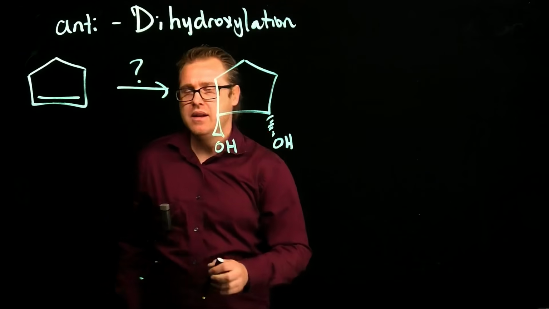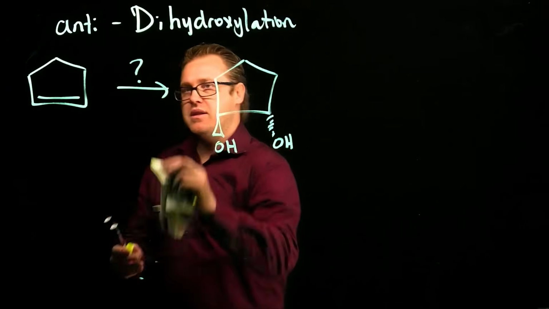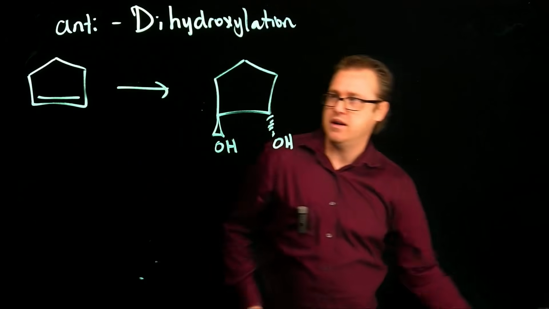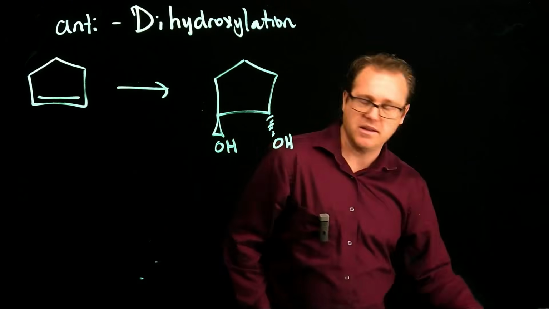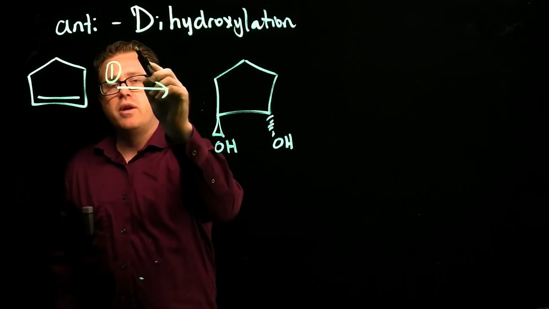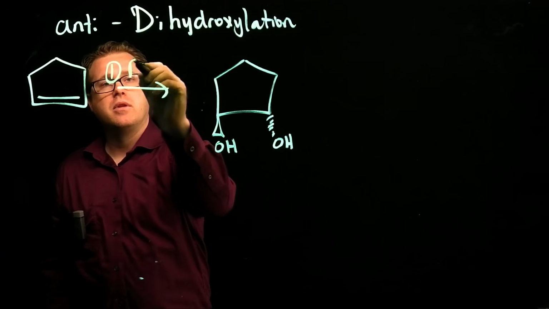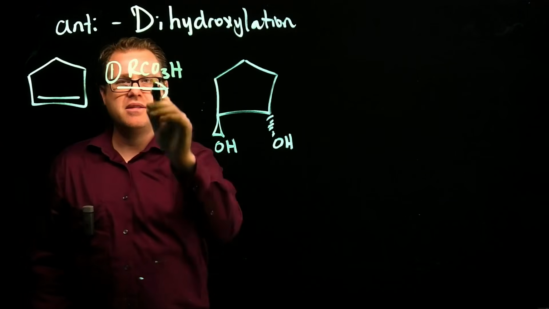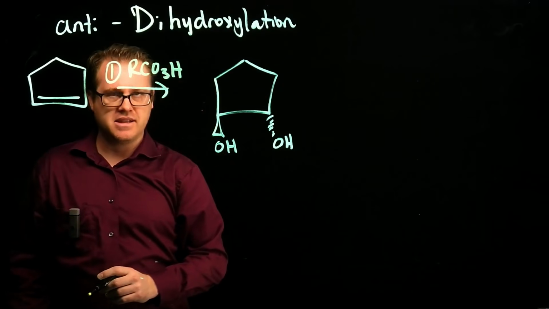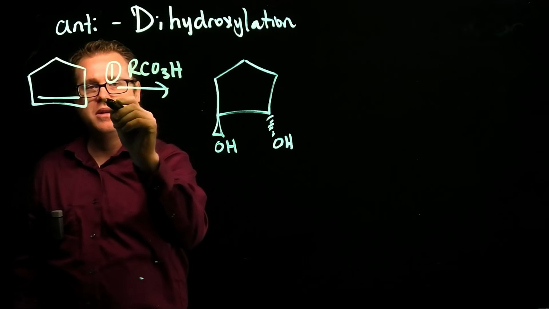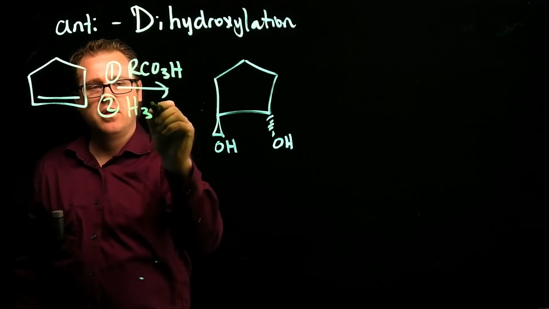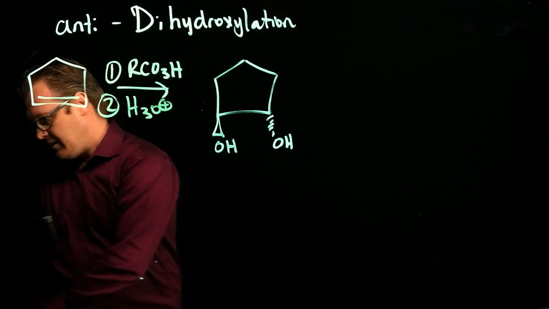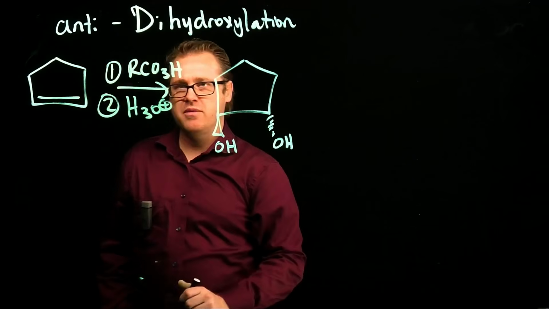anti-dihydroxylation. And the reagent that's used to make this transformation right here is a two-step process. Where you treat it with CO3H, and that compound right there is called a peroxy acid. And I'll talk a little bit more about that in a moment. And then step two, we add some aqueous acid there. And that's going to get us this transformation.